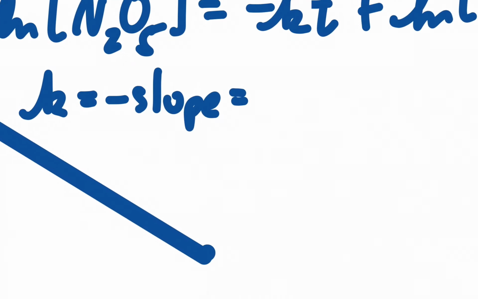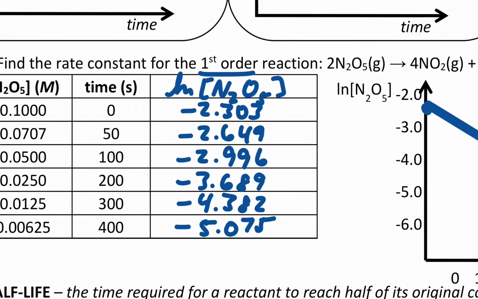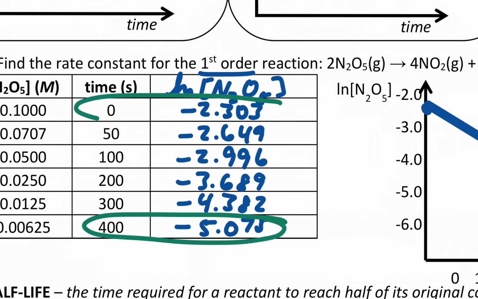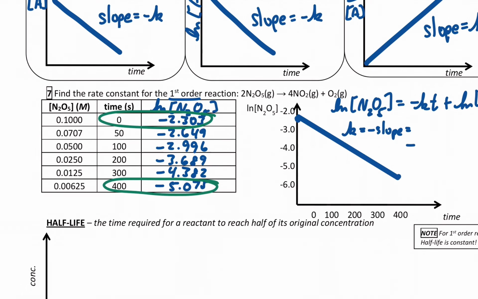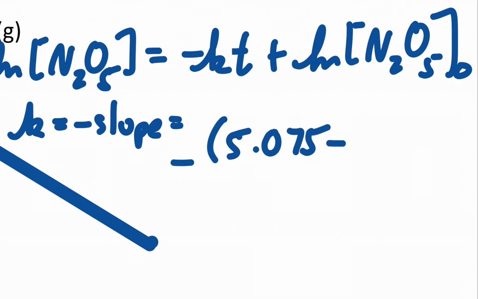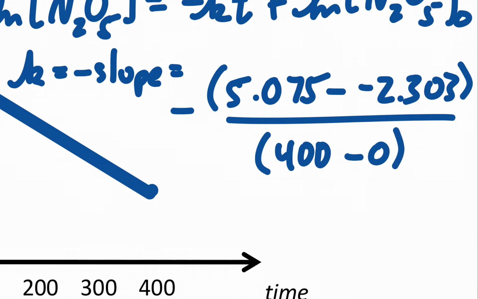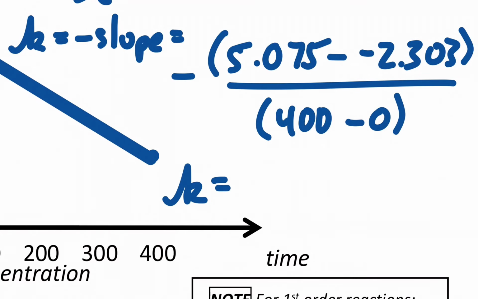So I take the negative of rise over run, and I'm going to do it manually. But I'm actually just going to use the data points in the graph. I'll use the last one and the first one. You should be able to use any two because it's linear the whole time, but I feel like it's easiest just to look at the final numbers and the beginning numbers and then go back and plug those in. So the rise over the run becomes 5.075. Again, it's the logarithm values minus the negative 2.303. And then divided by the run, which is 400 minus 0 seconds. And when you plug that in, you get a magnitude of 0.00693.